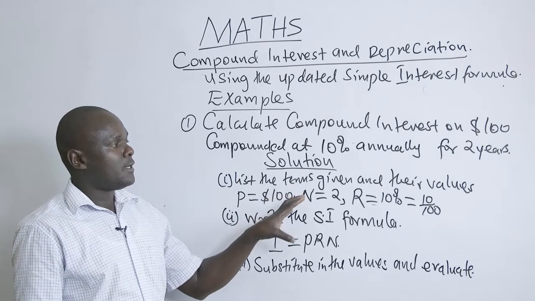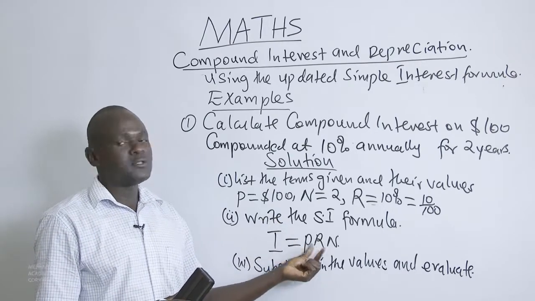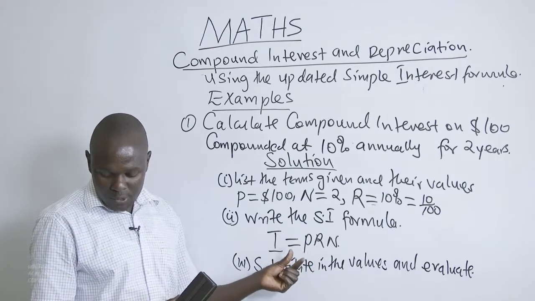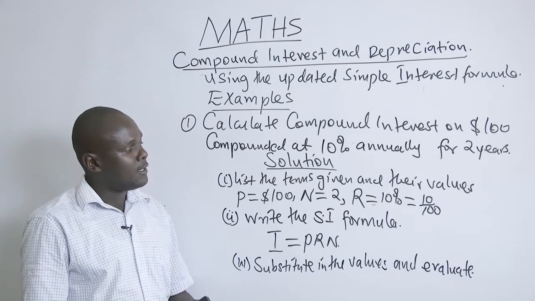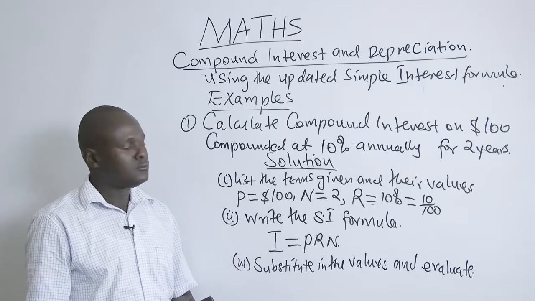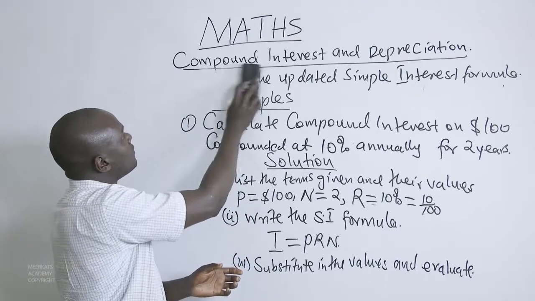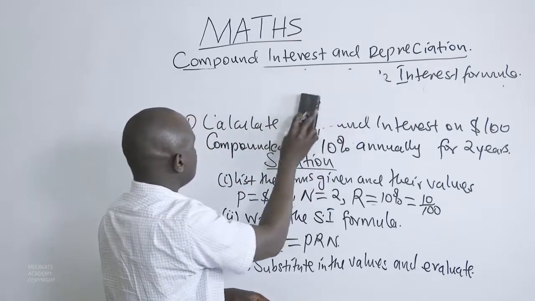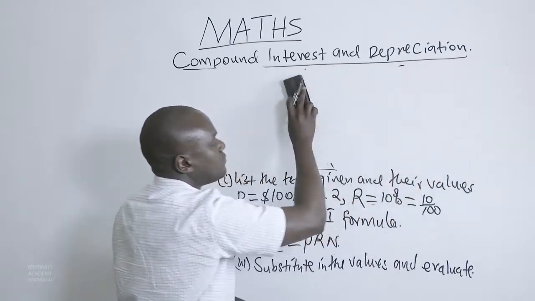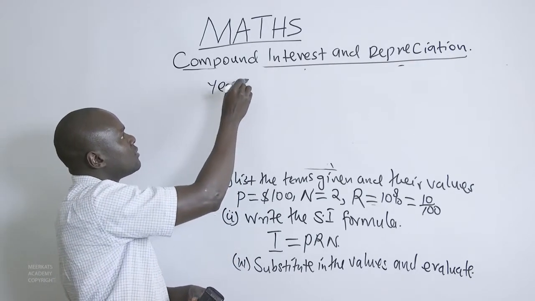This was what we learned about simple interest, but we want to update this simple interest formula every period as we move on, for us to be able to calculate the compound interest that will be accrued. So if we start by looking at the first year, we can call it year 1.